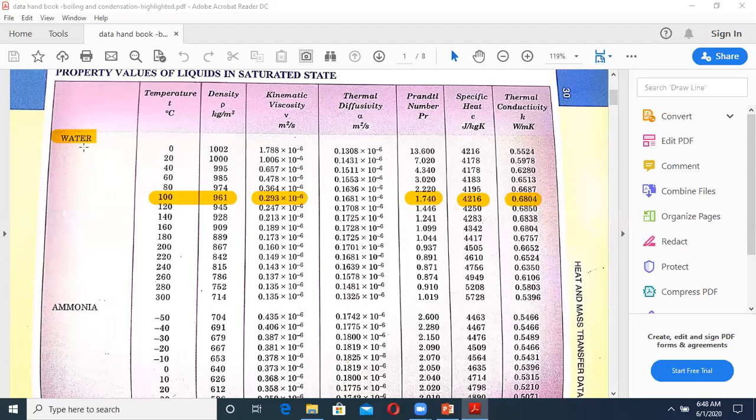Here you are able to see the properties of the liquid table, the properties of water, and the temperature. The saturated temperature of the water is 100 degrees centigrade. From here you need to note down the values of density, kinematic viscosity, and from this obtain mu L, the dynamic viscosity, the Prandtl number PR, specific heat CL, and thermal conductivity KL. These are the properties of the liquid in saturated state.